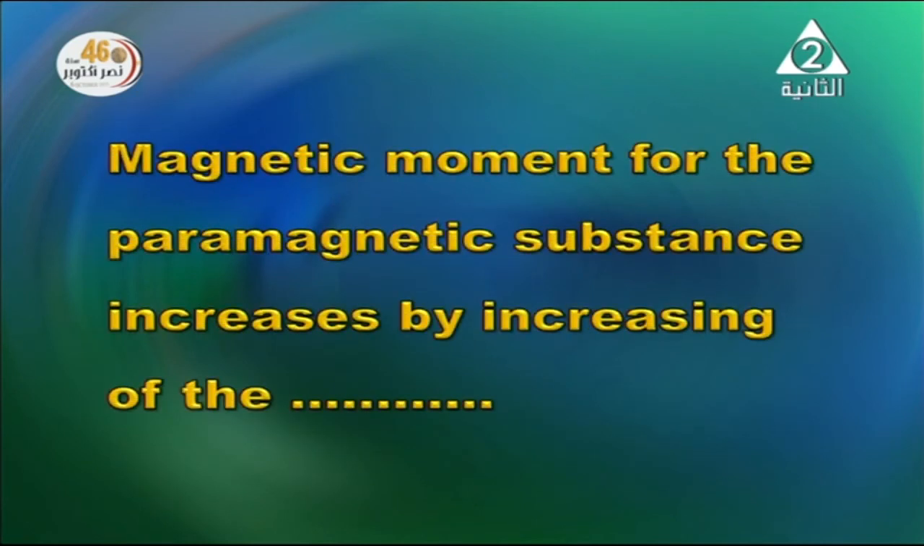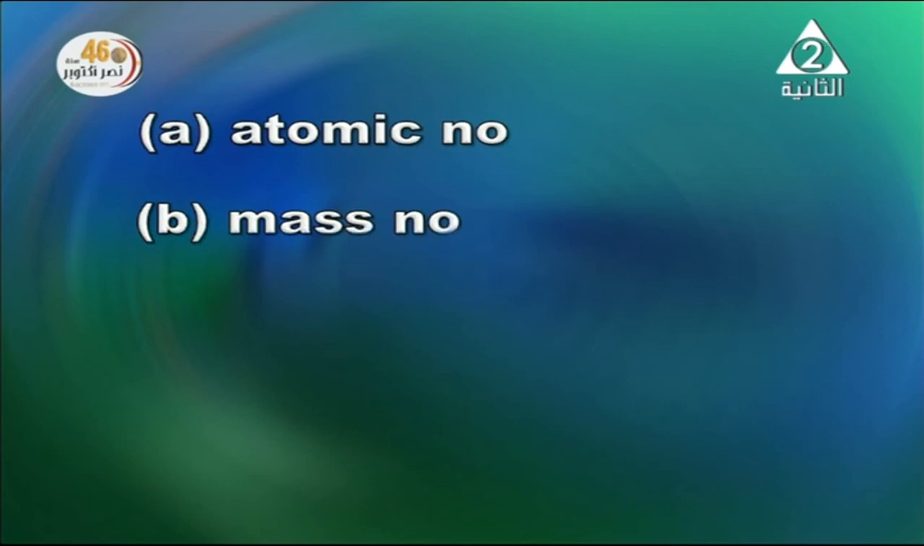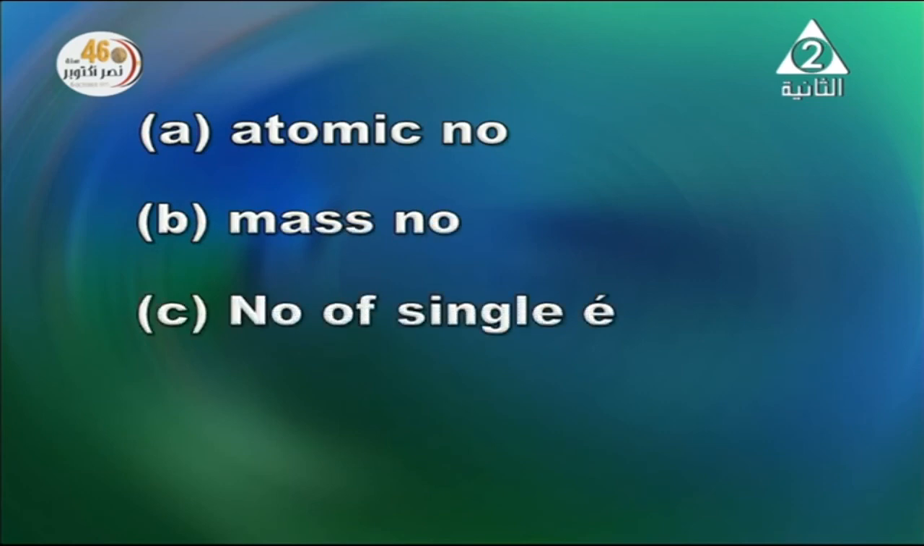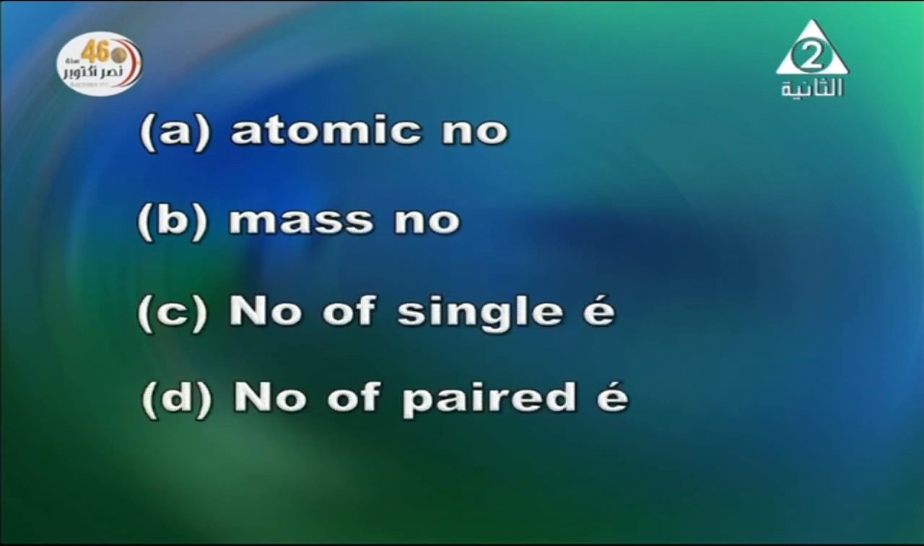Next point. Magnetic moment for the paramagnetic substance increases by increasing of what? Atomic number, mass number, number of single electrons, or number of paired electrons. If you think about it, yes, it will be number of single electrons, which you call the unpaired electrons.